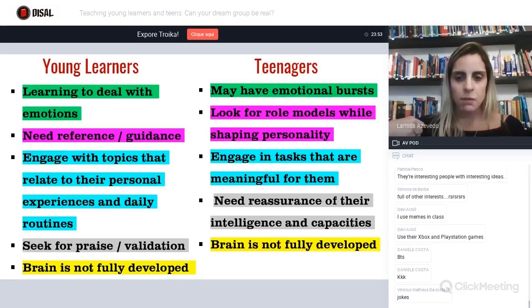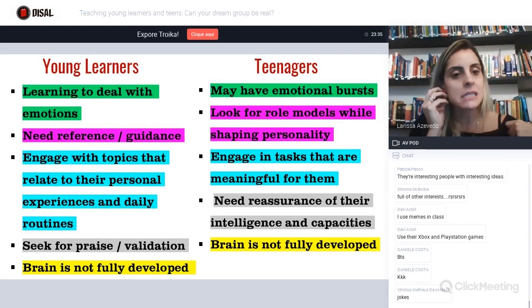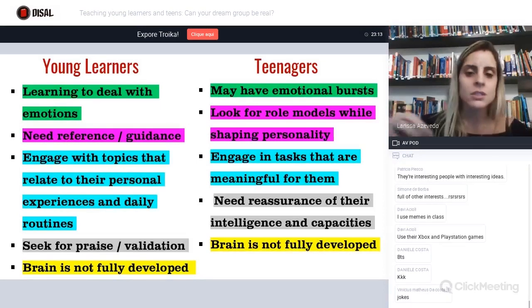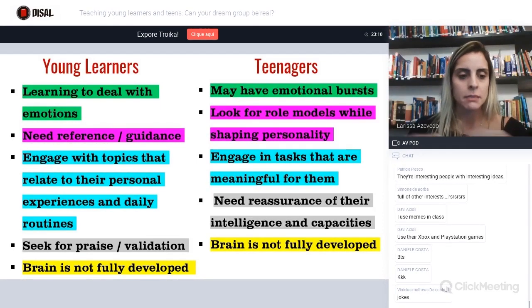Kids need reference, they need guidance. Remember, when they test us, they're actually looking for reference and for guidance. And teenagers, they're also looking for role models. They're shaping their personalities and they're trying to find someone to inspire them. Young learners engage with topics that relate to their personal experiences and daily routines. And the same goes for teens. They engage in tasks that are meaningful for them. They are self-centered. Young learners seek praise and validation. And teenagers need reassurance of their intelligence and capabilities because they are uncertain and doubting their own abilities, as we said before.